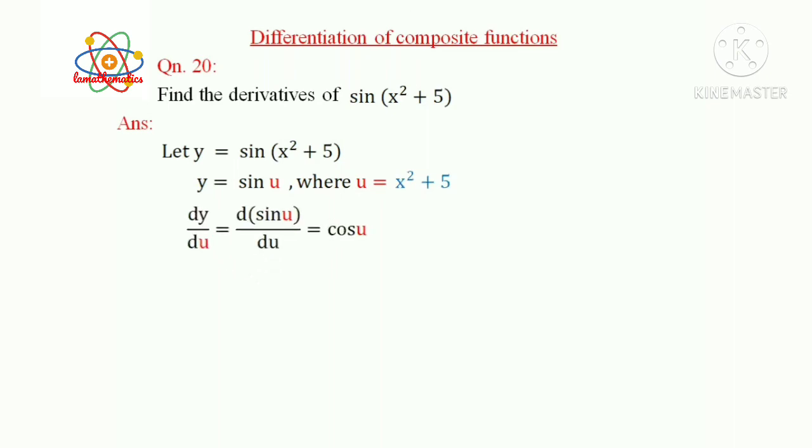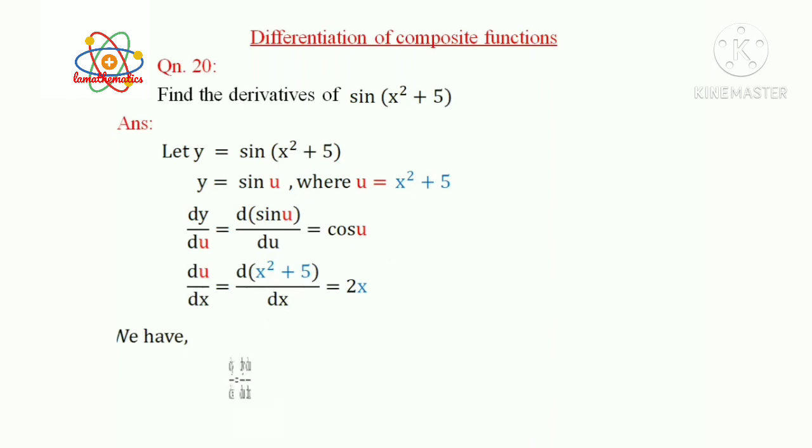Here y is a function of u. Therefore, we find dy/du. That is, dy/du = d/du of sin u. We substitute the value of y, that is sin u. The derivative of sin u equals cos u. Also, u = x² + 5. That is, u is a function of x. Therefore, we find du/dx. du/dx = d/dx of (x² + 5) equals 2x.